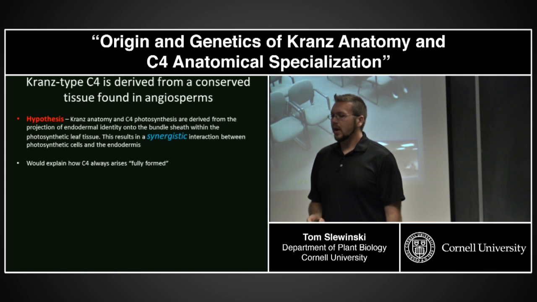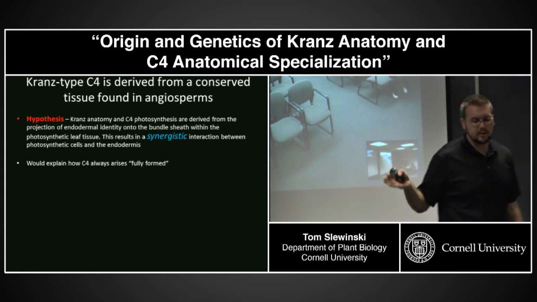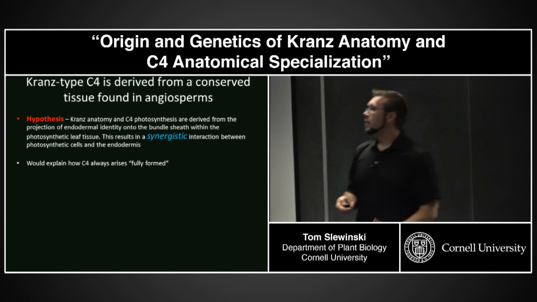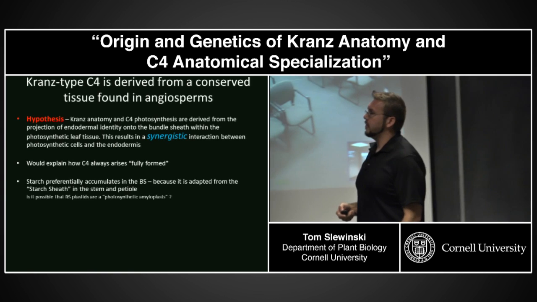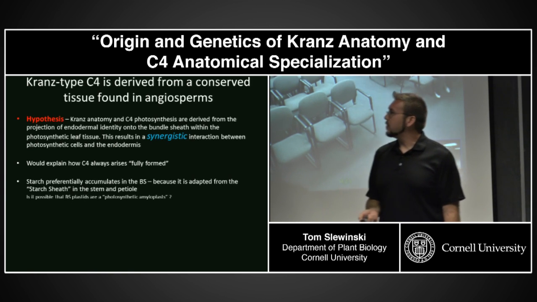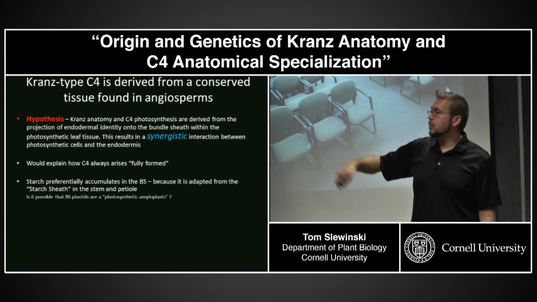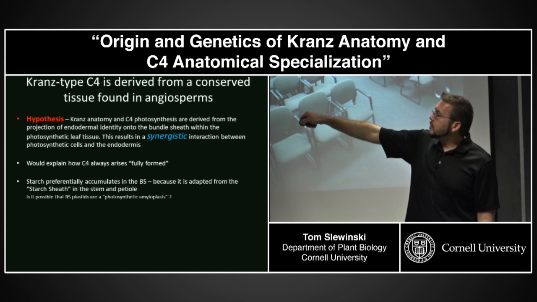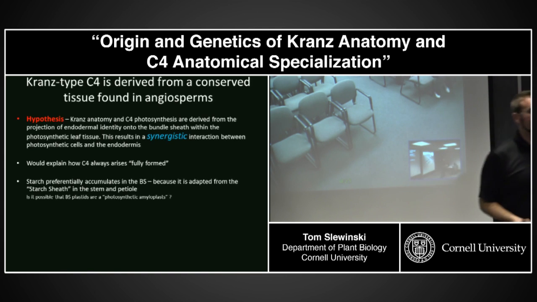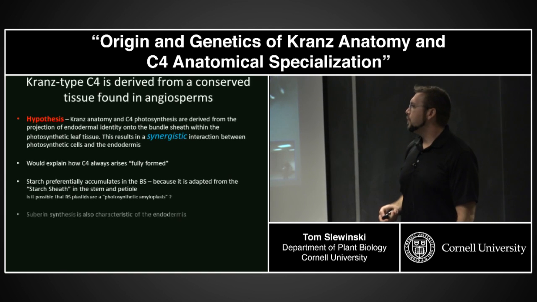This would explain why, again and again, it arises fully formed, because instead of a slow progression of gene by gene, it's two programs interacting that are already inherent in the plant. We know that starch preferentially accumulates in the bundle sheath because it may be adapted from a starch sheath in the stem and petiole. And is it possible that the bundle sheath plastids are photosynthetic amyloplasts? They have a mixed identity. And this is why the dimorphic chloroplasts arise each time.